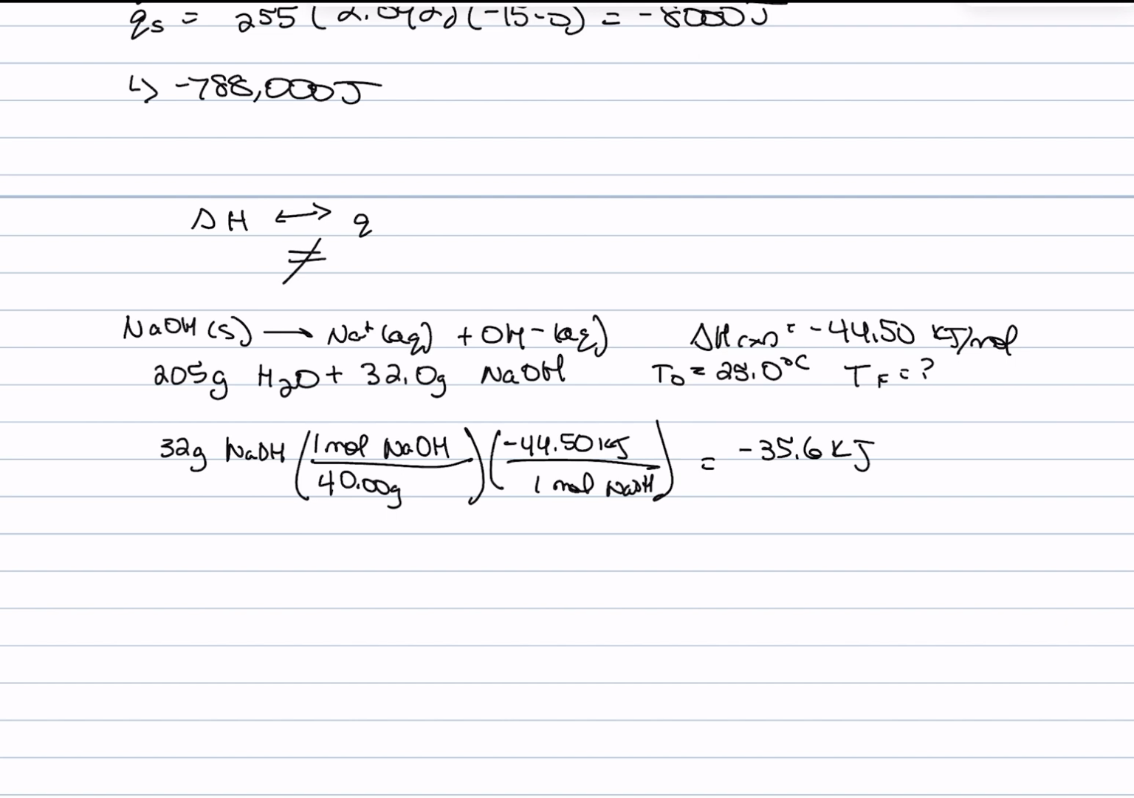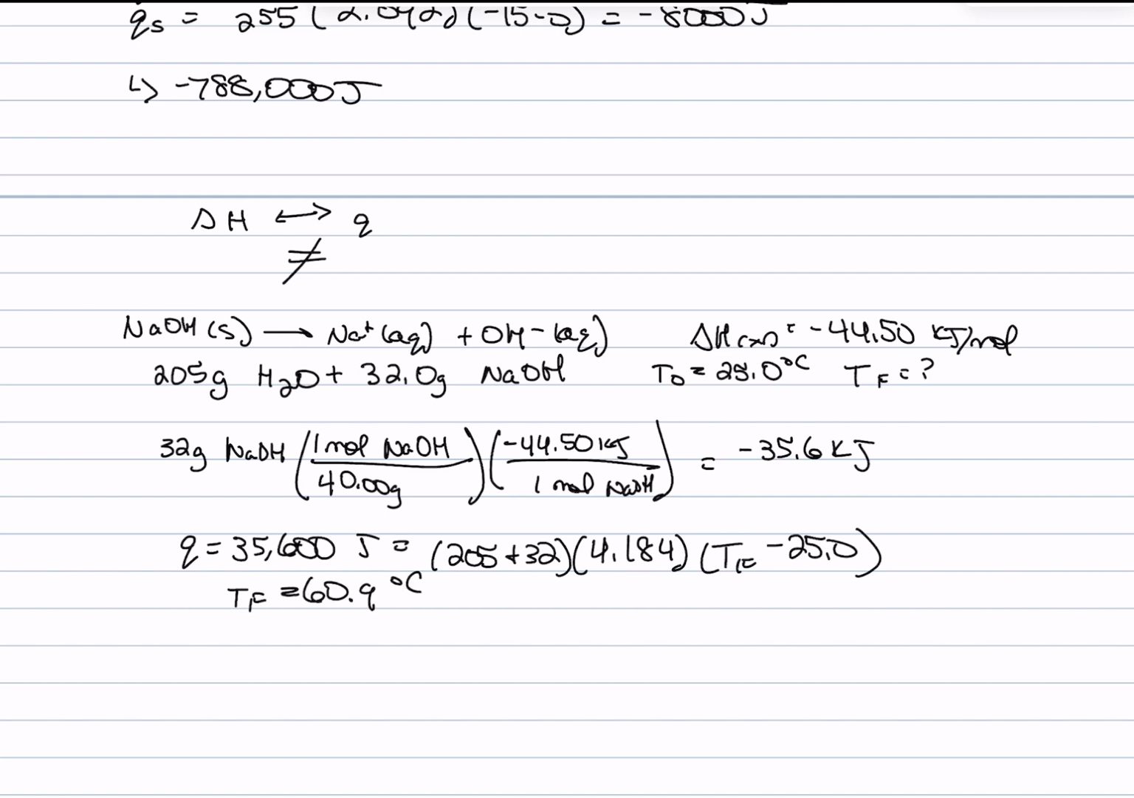Now, delta H and Q almost take the opposite perspectives in terms of the solution and the reaction, and so we have to negate what we got and change that into joules. And so Q is equal to 35,600 joules. And from there we can just use our Q equals mc delta T equation. So we get that number is equal to 205 plus 32 times 4.184 times the final temperature minus 25. And that gives us the final temperature of 60.9 degrees Celsius, which is reasonable since it's absorbed some energy.